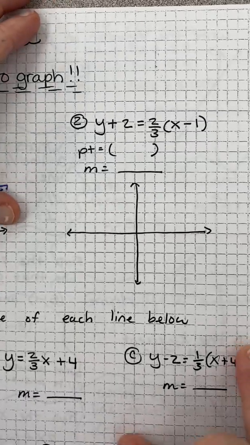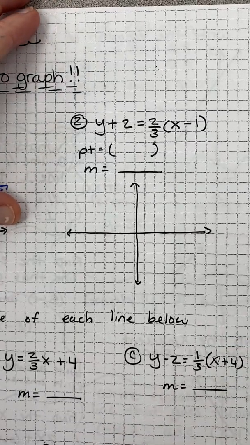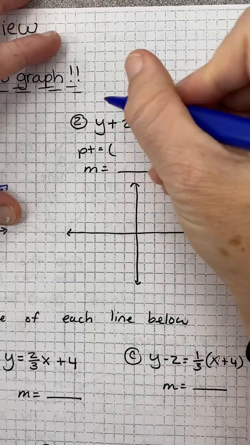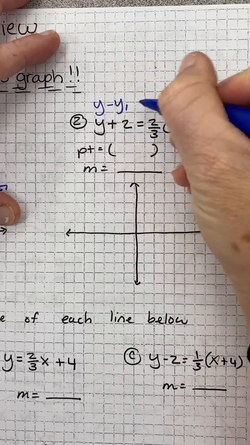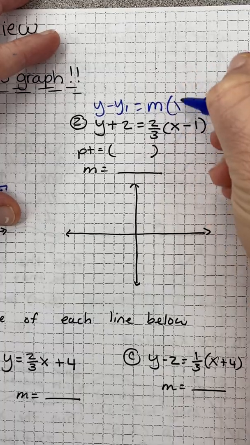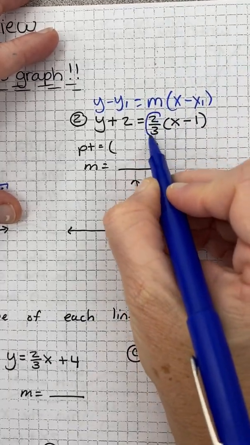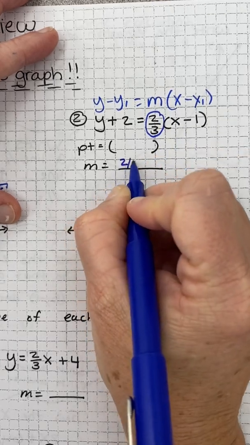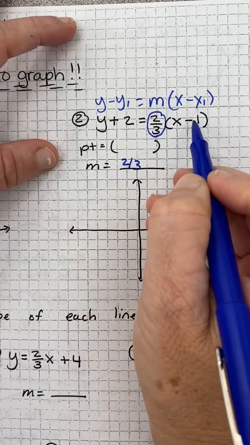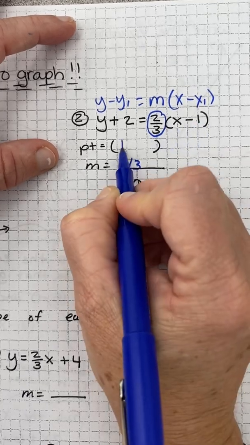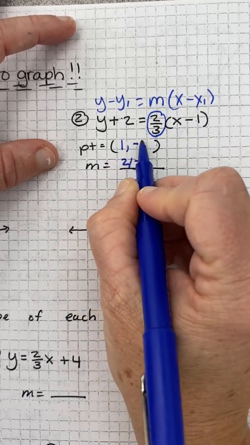On the second one, this is in point slope. So what I have to do here is find the coordinate and then the slope. Well, this equation is y minus y1 equals m parentheses x minus x1. So my slope is right here, in the m spot, 2/3. The coordinate, remember, is the opposite of what it is here. So the x value is actually 1 and the y value is -2.